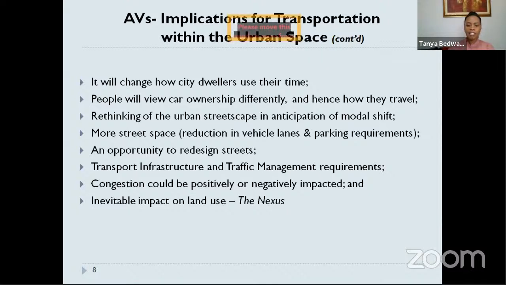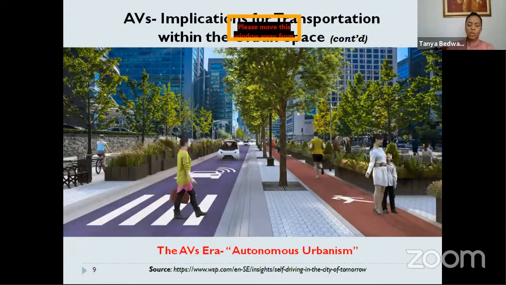And I think that these are factors that we have to consider. So in the autonomous vehicle era, we're looking at what can be deemed as the new urbanism, as the National Association of City Transport Officials in the US has deemed it.